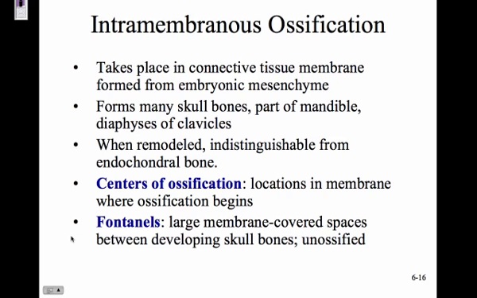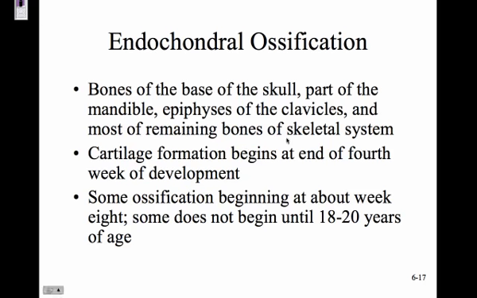The fontanelles, we've already talked about those in our lab, those soft spots in the skull. So endochondral ossification forms some of the other skull bones, part of the mandible, and then most of the remaining bones in the skeletal system.